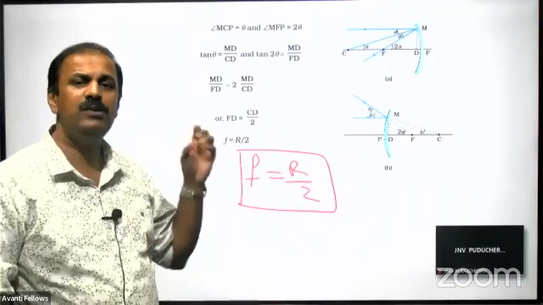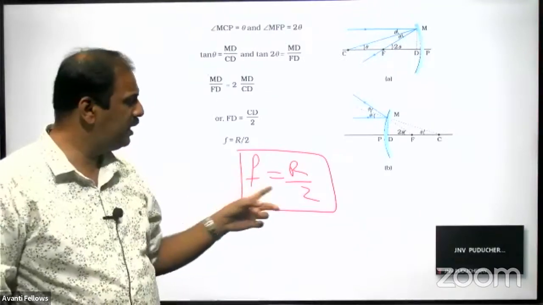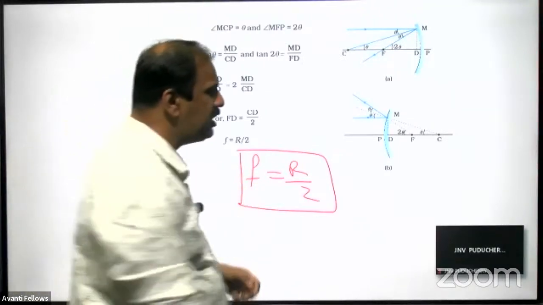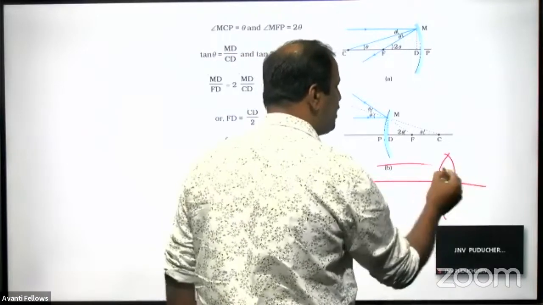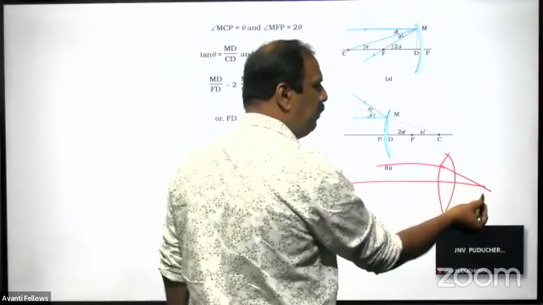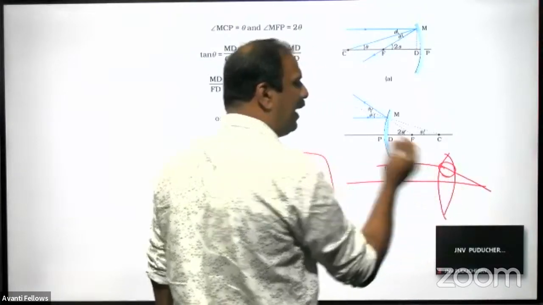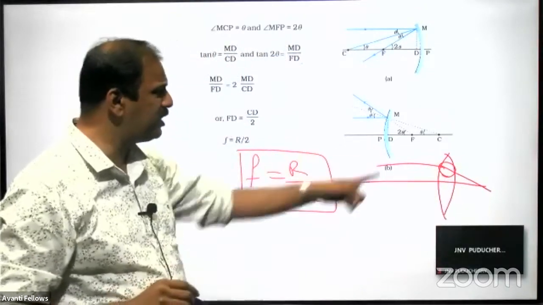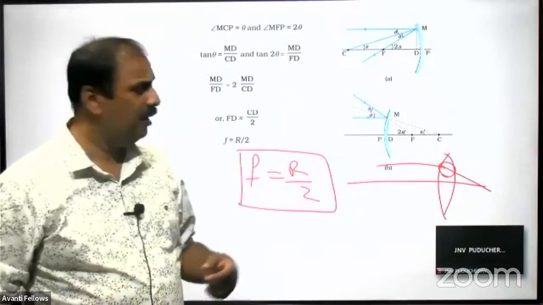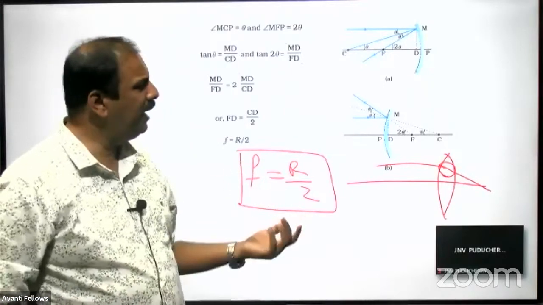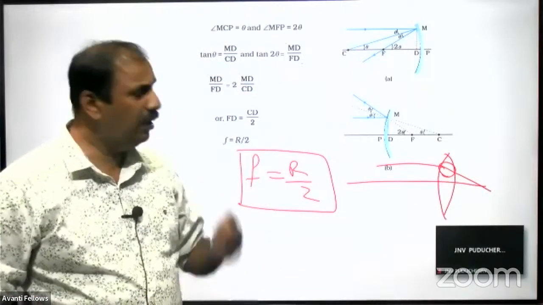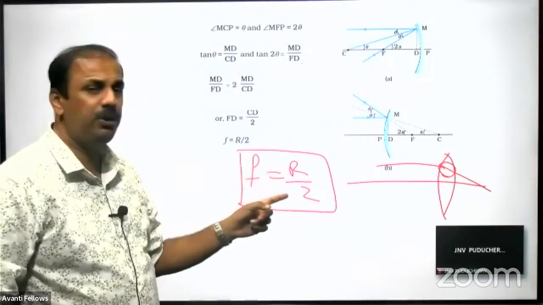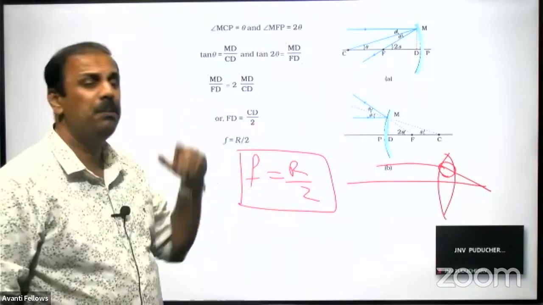Why? Because in the case of a lens, the light is coming and going inside the material. How much it will bend depends on the refractive index of that material also. It is not just depending on the radius of curvature, and again, the radius of curvature can be different on both sides. So f equal to R by 2 is applicable only to mirrors, not for lenses.